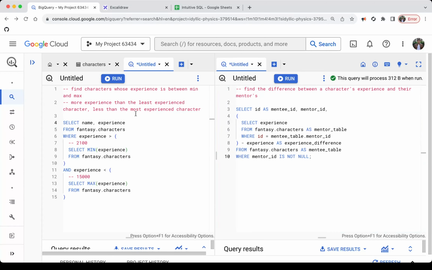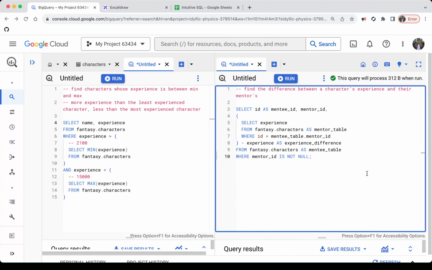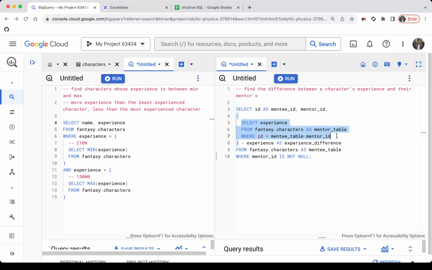In this case, on the left, you need to know what the minimum and maximum values for experience are. And in this case, on the right, you need to know what the experience of a character's mentor is. And so we solve that problem by writing a new query, a nested query, and making sure that SQL solves this query first, gets the result, and then plugs that result back into the original query to get the data we need.